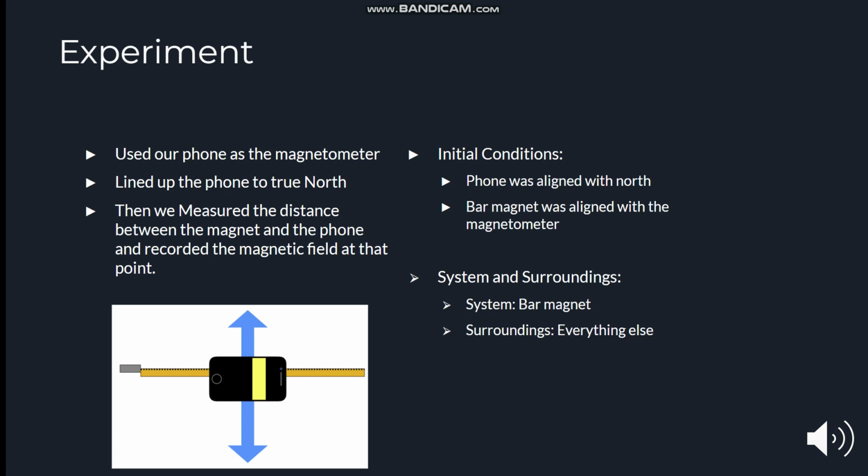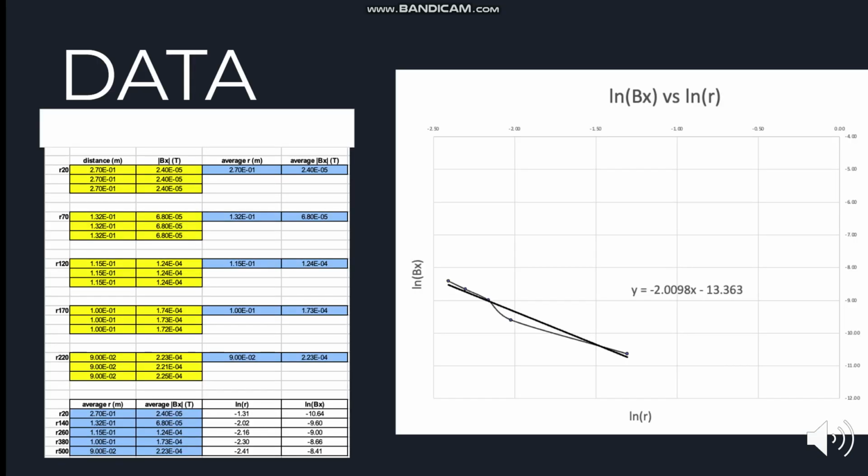So the experiment, we used our phone as the magnetometer, aligned the phone to true north. Then we measured the distance between the magnet and the phone and recorded the magnetic field at that point. Our initial conditions were that the phone was aligned with the north, and the bar magnet was aligned with the magnetometer. The system was the bar magnet and the surroundings was everything else.